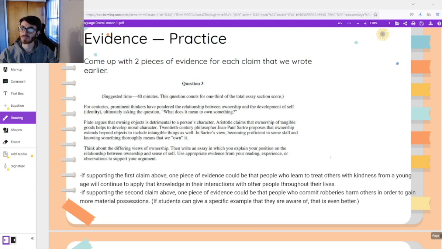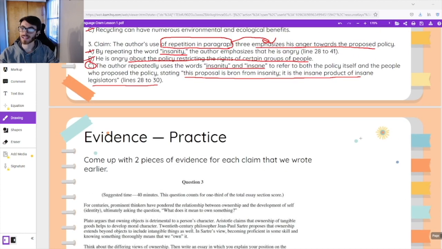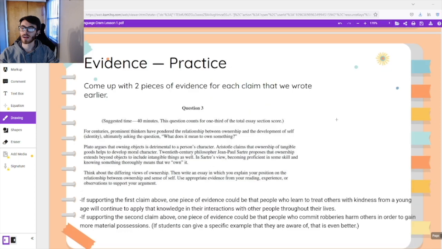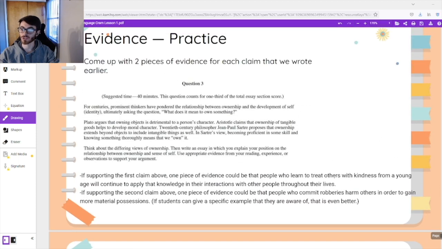It is a specific example. It's not one specific example, right? But it is a specific way that that knowledge can impact the way that you behave, right? It's a specific way because it talks about treating others with kindness, right? So it's taking the umbrella and breaking it down to one smaller idea.